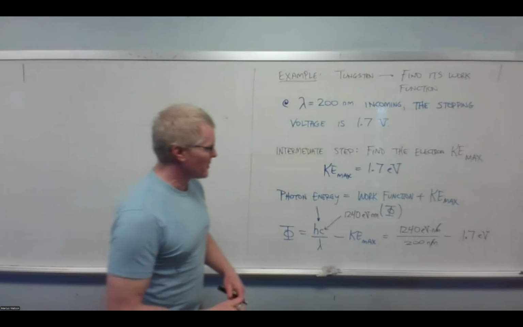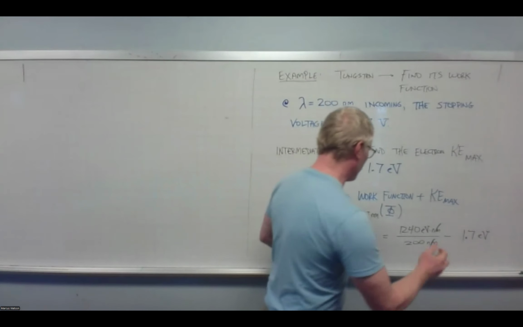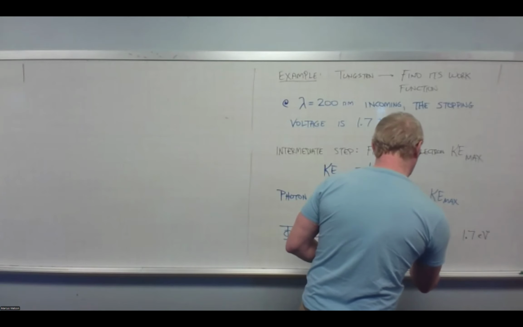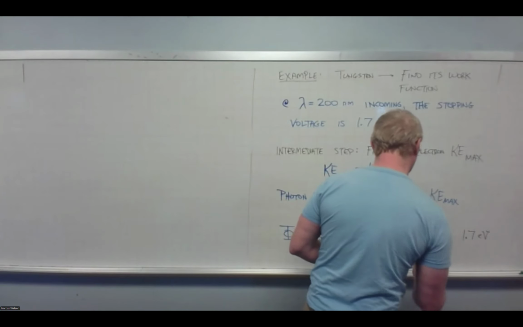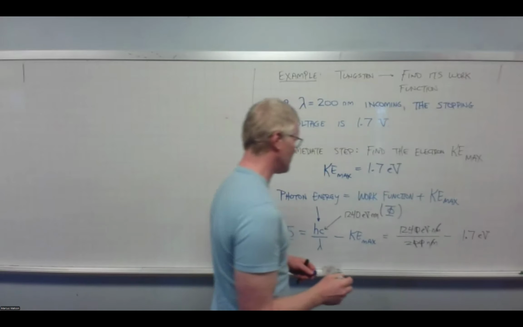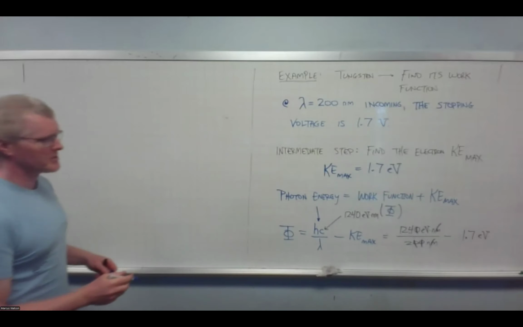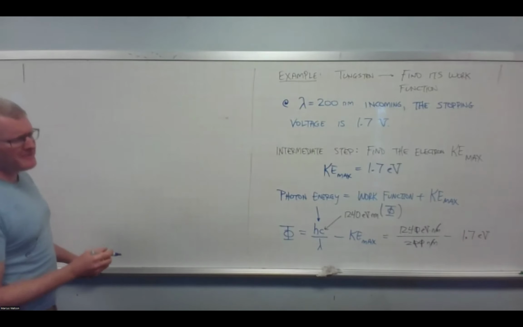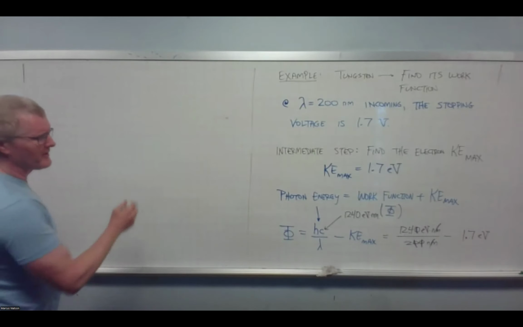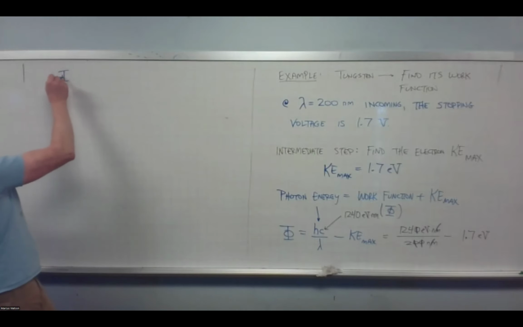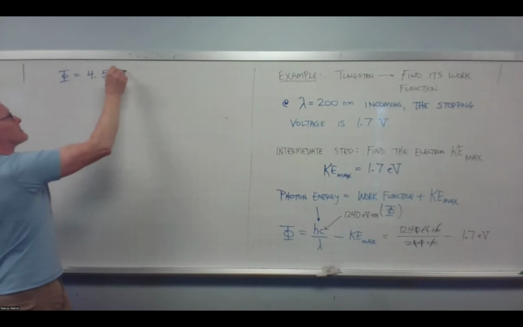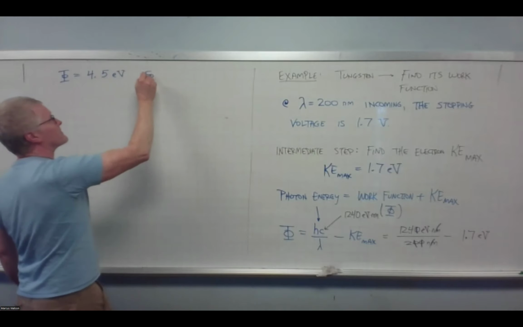Alrighty, so let's see, 1240 divided by 200, so that zero goes away, and then 0.4 goes here, and a 0 goes away, so it's 12.4 minus 2, which is 6.2. 6.2 minus 1.7 is 4.5. It's about 4.5. So the work function is around 4.5 eV for tungsten.